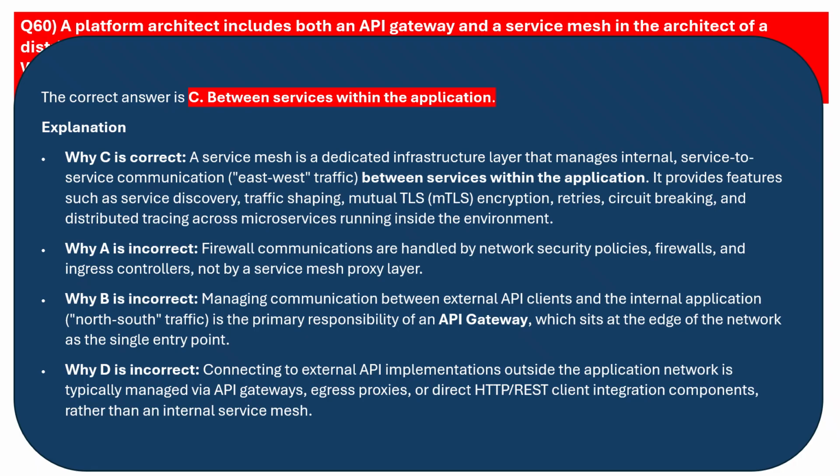Why A is incorrect. Firewall communications are handled by network security policies, firewalls, and ingress controllers, not by a service mesh proxy layer. Why B is incorrect. Managing communication between external API clients and the internal application, north-south traffic, is the primary responsibility of an API gateway, which sits at the edge of the network as a single entry point. Why D is incorrect. Connecting to external API implementations outside the application network is typically managed via API gateways, egress proxies, or direct HTTP/REST client integration components, rather than an internal service mesh.